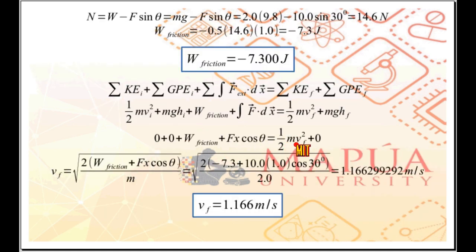is equal to 1/2 m v final squared. All of these quantities are known except for v final. So isolating v final, don't forget it's v final squared, so we need to take the square root to get v final. Plugging in the values, we are able to calculate the final speed of the wooden block to be 1.166 meters per second. So we have the work done by friction and the final speed of the wooden block.